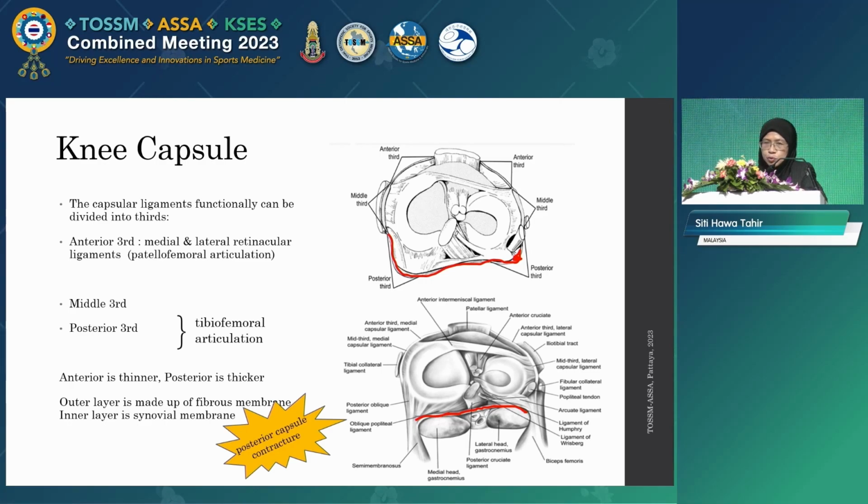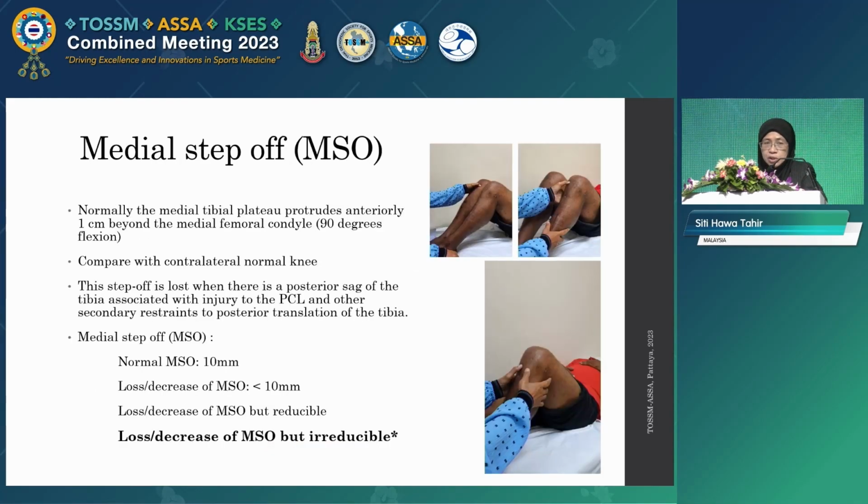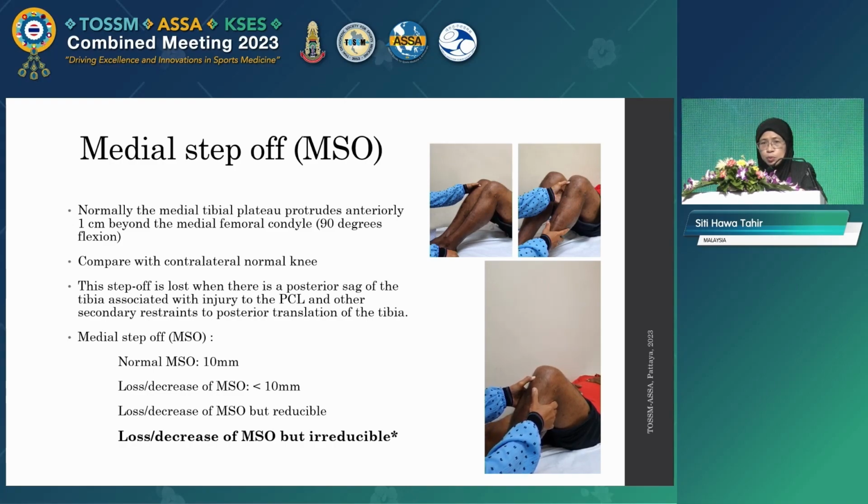And if during healing the knee is not maintained in good tibiofemoral relationship, we can imagine what can happen when the posterior capsule heals. It can heal in a shortened position, and I'll be talking about posterior capsule contracture here. The medial step off refers to the amount of palpable medial tibial plateau that protrudes anteriorly in relation to the medial femoral condyle. In most patients, this is about 1 centimeter, and in order to determine whether the step off is really normal or not, you have to compare with the contralateral knee.